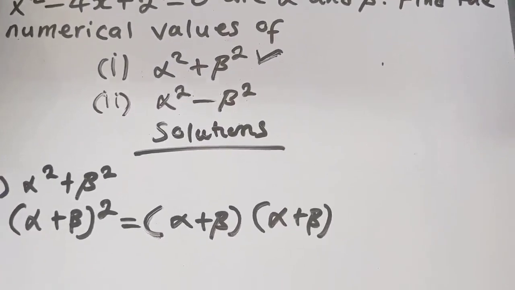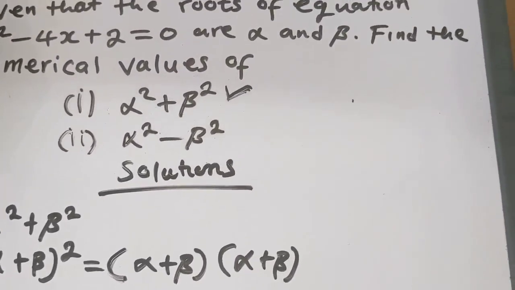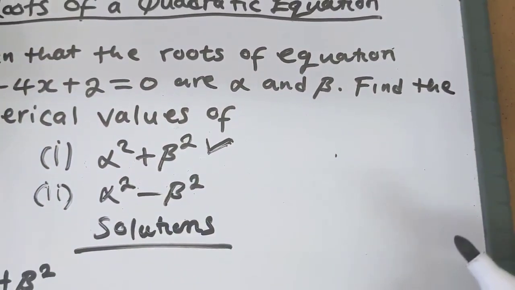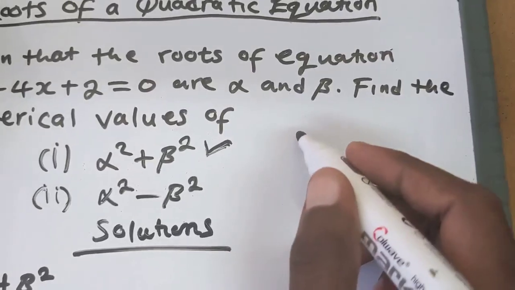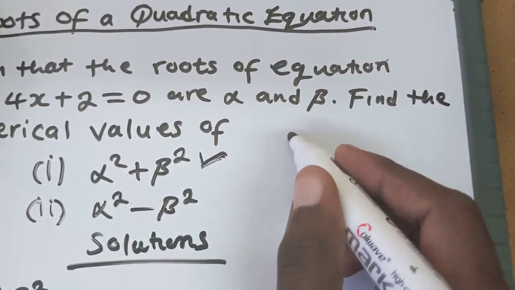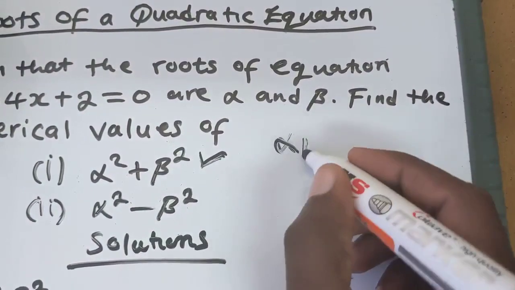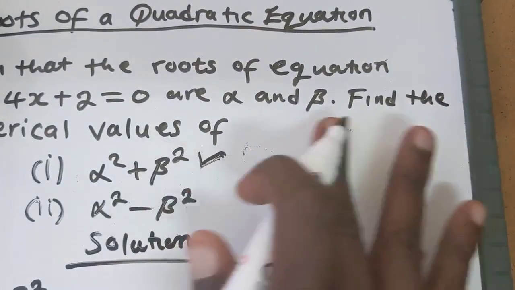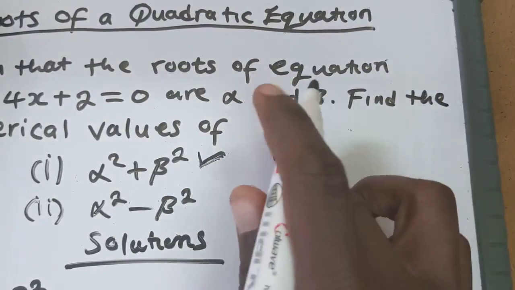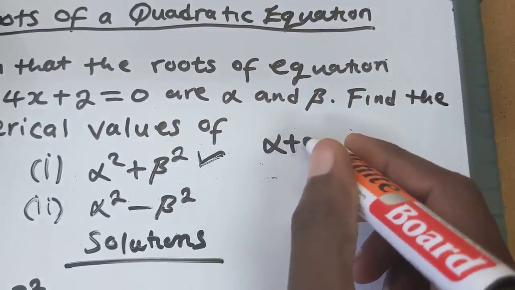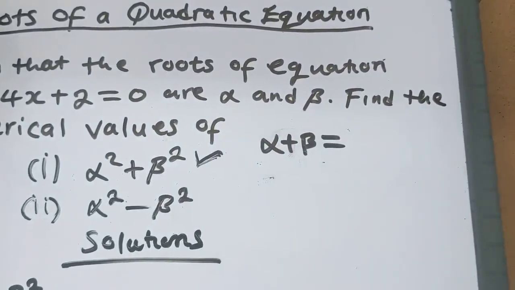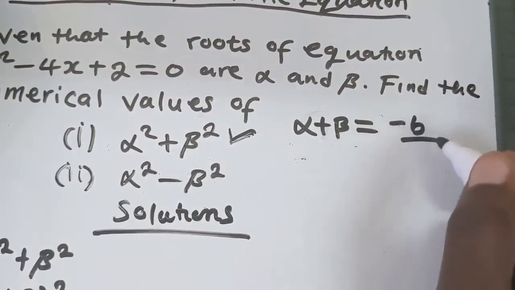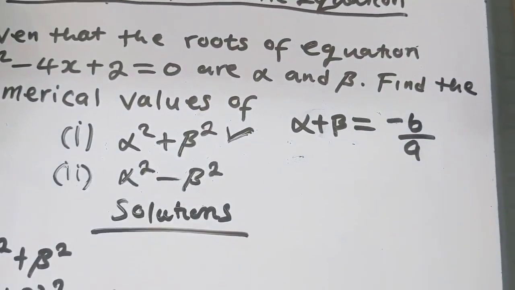So here, the formula that we are trying to find is for the sum and the product of the roots of an equation. We said that to find the sum, we just do alpha plus beta. That is the sum. And the formula in the previous video, we said that the formula is negative b over a.